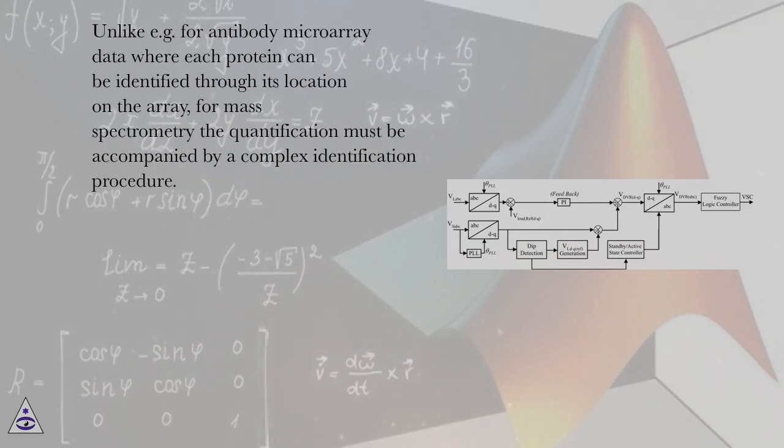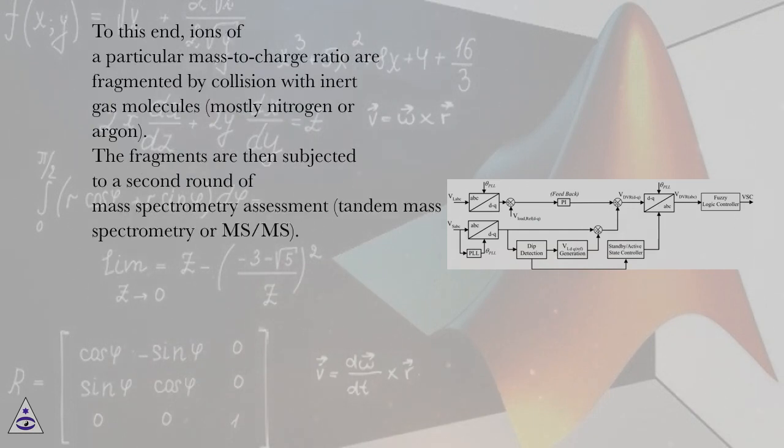Unlike for example antibody microarray data, where each protein can be identified through its location on the array, for mass spectrometry the quantification must be accompanied by a complex identification procedure. To this end, ions of a particular mass-to-charge ratio are fragmented by collision with inert gas molecules, mostly nitrogen or argon. The fragments are then subjected to a second round of mass spectrometry assessment, tandem mass spectrometry or MS/MS.